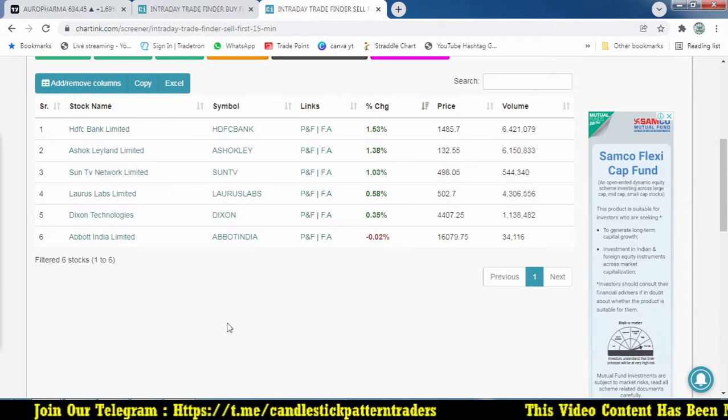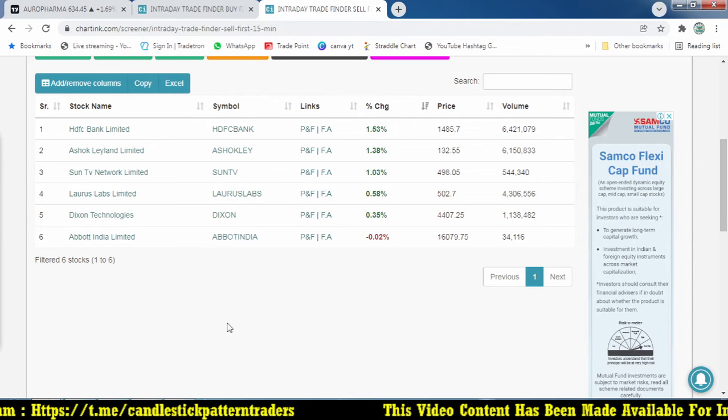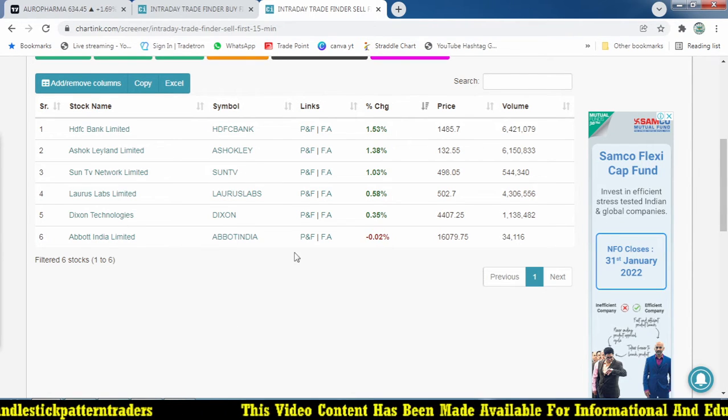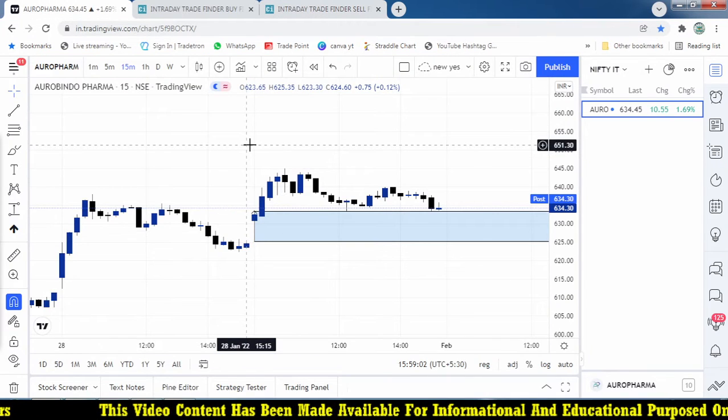And among the other trades, almost 6 stocks came up for a selling opportunity. The first one is HDFC Bank. So let me try HDFC Bank.